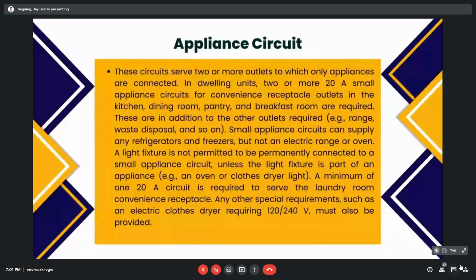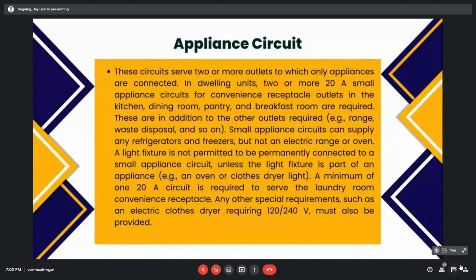Next is the appliance circuit. These circuits serve 2 or more outlets to which only appliances are connected. In dwelling units, 2 or more 20 amp small appliance circuits for convenience receptacle outlets in the kitchen, dining room, pantry, and breakfast room are required. These are in addition to the other outlets required, such as range, waste disposal, and so on.